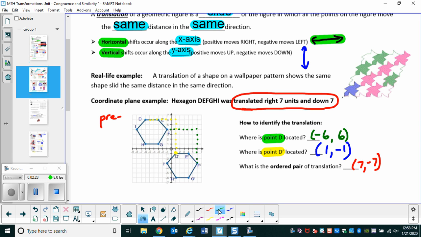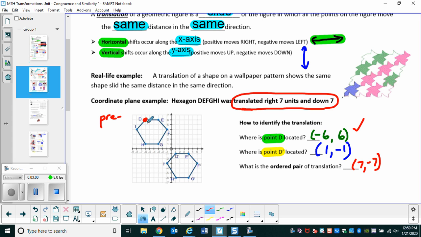Now, another way that you can identify is, let's say you don't have this picture. Let's say you're told that one of the points is located here, and then you're told another point is located here. You can use just the ordered pairs to see the translation. Here's what I mean. If I go back to this picture, using the picture, I'm going to explain what it's saying. Point D from the pre-image is currently located back 6, up 6. Let me put it in red to help it stand out. That's where it's currently located.